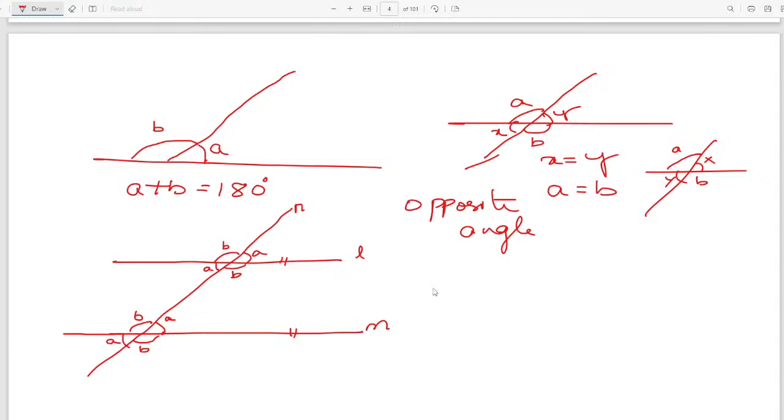And here A plus B would be equal to 180°.